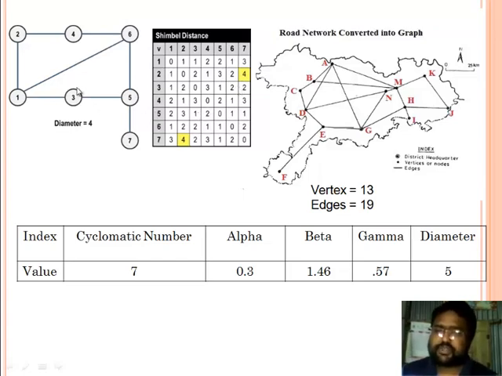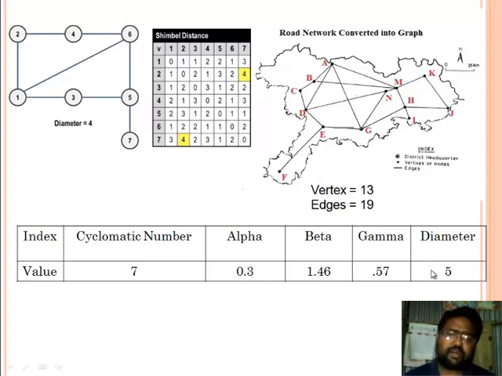So in this way we will complete the matrix, and the highest value in the matrix will be the diameter of this particular graph. Here look, I have given one graph, and here the total number of vertices is 13, the total number of edges is 19, and I have calculated the cyclomatic number 7, alpha index 0.3, beta index 1.46, gamma index 0.57, and diameter is 5.